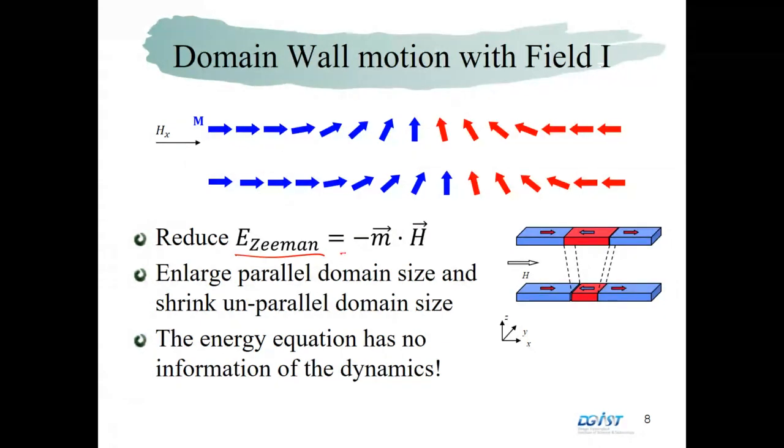From this energy equation, you can easily understand that the domain in the parallel direction gets larger and the domain in the opposite direction gets smaller. But it doesn't tell us about the details of the domain dynamics. It talks only about the enlarging or shrinking of the domain. So in order to understand the domain motion with the field, we need something more.